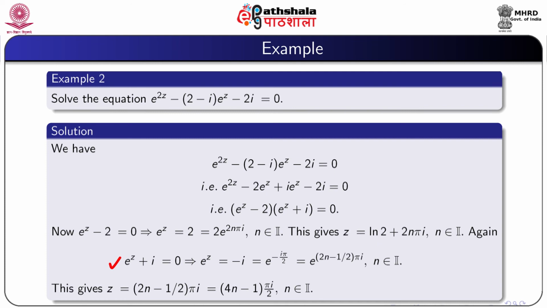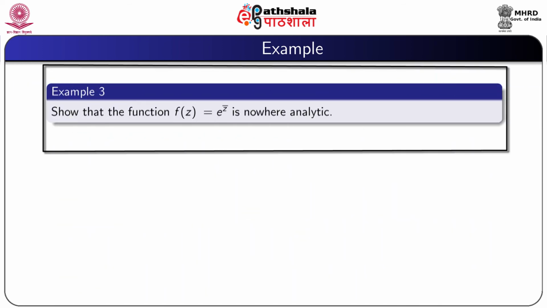Again, e to the power z plus i equal to 0 gives e to the power z equal to minus i, which is equal to e to the power minus iπ/2, and this equals e to the power (2n minus half) into πi. From this we get z equal to (2n minus half) πi, that is equal to (4n minus 1) πi/2, where n is any integer.